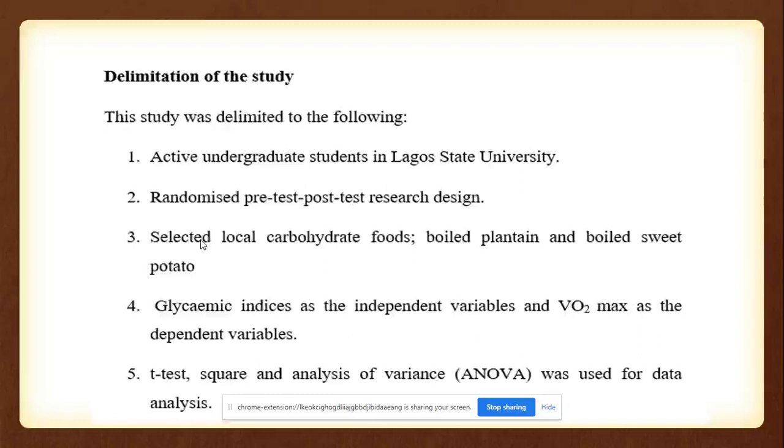For instance, the study is delimited to the following: active undergraduate students, which means the people I want to use are active undergraduate students. Also, I want to use a randomized pre-test, post-test research design. Also, the kind of food I want to use. You state all those things here, one after the other, when you talk about the delimitation of the study. That is the scope of your study, the area your study wants to cover, so that whoever is reading knows that this study did not cover more than this.